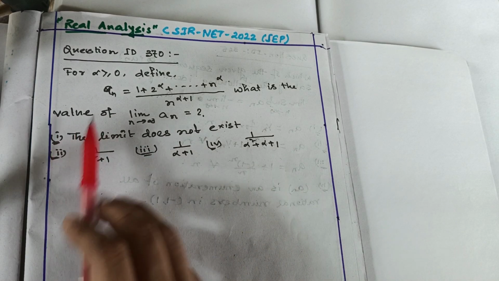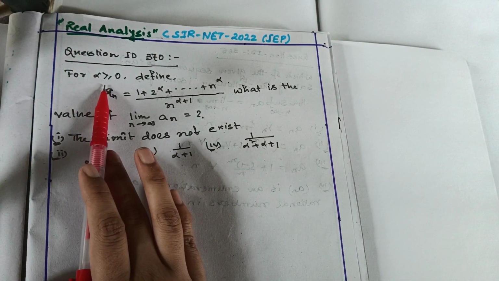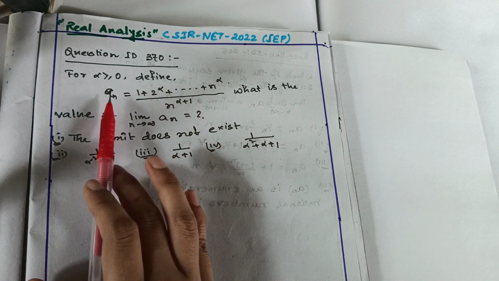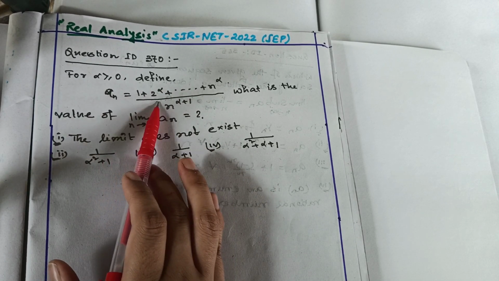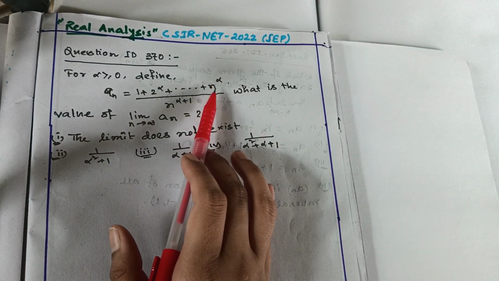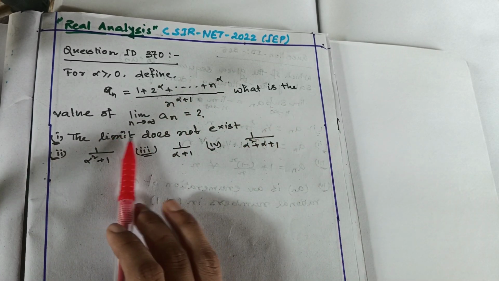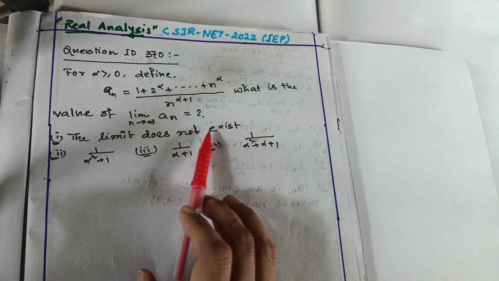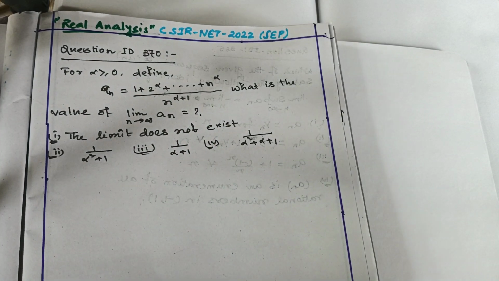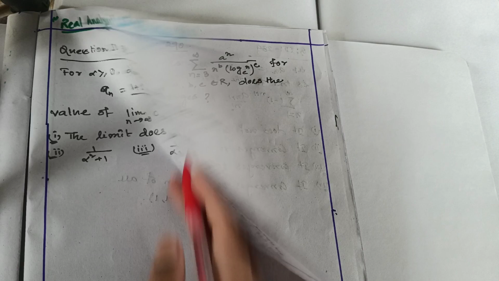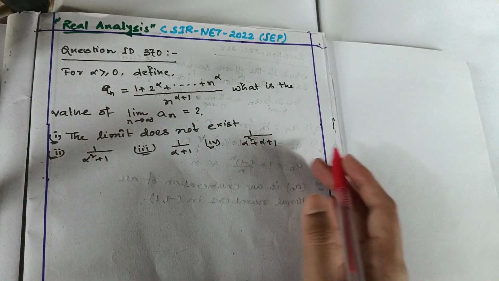In this question, given for alpha greater than or equal to 0, define a_n equals 1 plus 2 to the power alpha plus ... plus n to the power alpha, divided by n to the power alpha plus 1. Then the limit as n tends to infinity of a_n is equal to what? Choose the correct answer. Okay, so this problem I will solve.